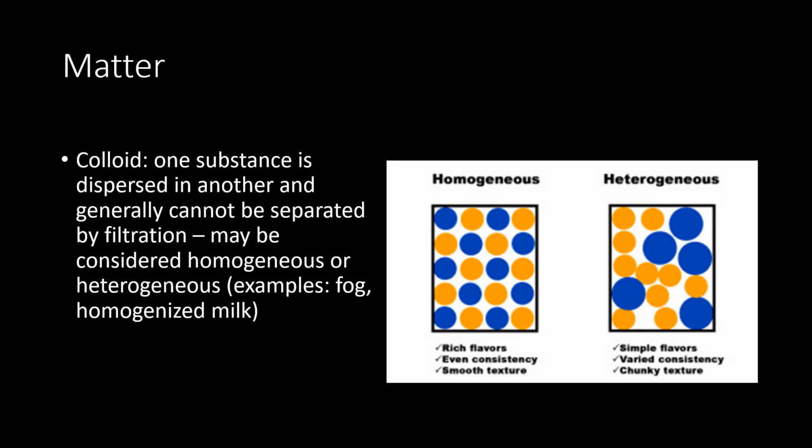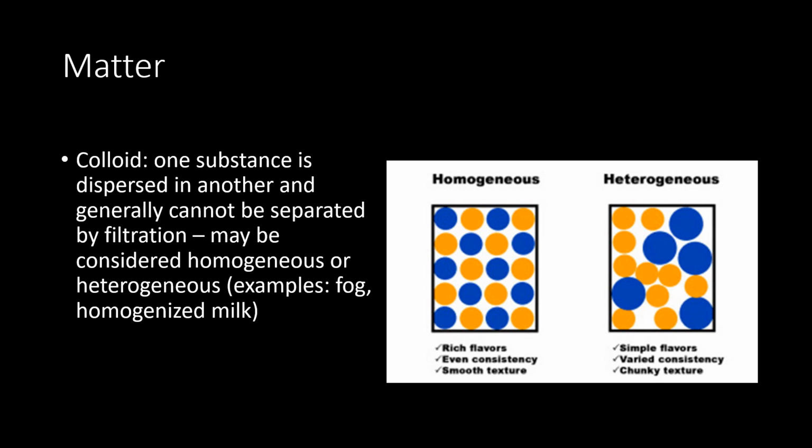The final type of mixture is what's called a colloid, and this is where one substance is dispersed throughout another. Usually it cannot be separated by filtration, but some types of colloids can be. Depending on the type of colloid that we're talking about, it may be considered to be homogeneous in the case of something like homogenized milk.